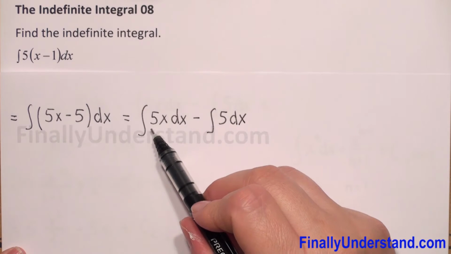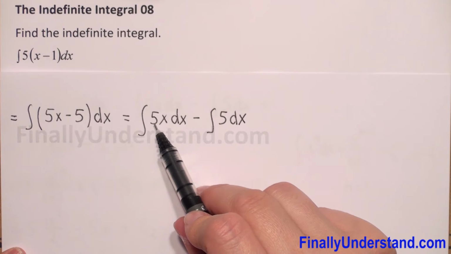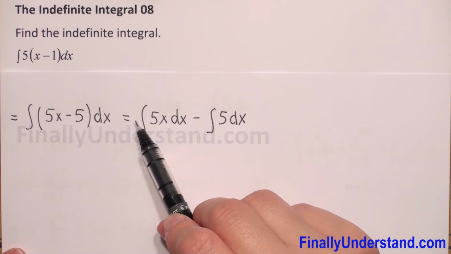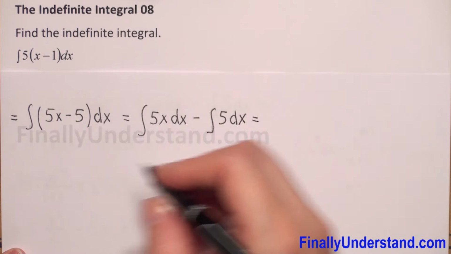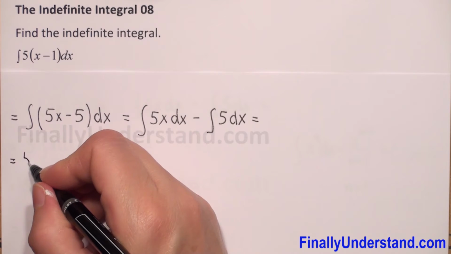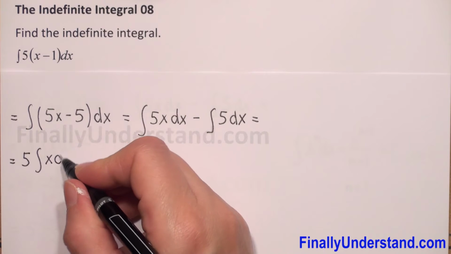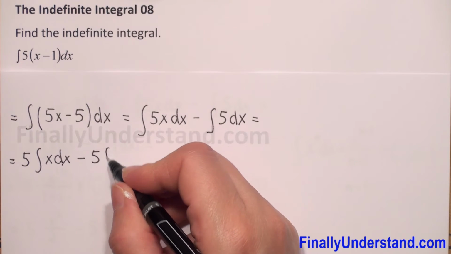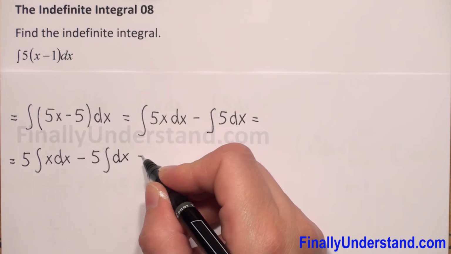Now we have to find two integrals. Because we have constant, we can take this constant before integral symbol. So this is equal 5 times integral of x with respect to x minus 5 times integral of 1 dx.